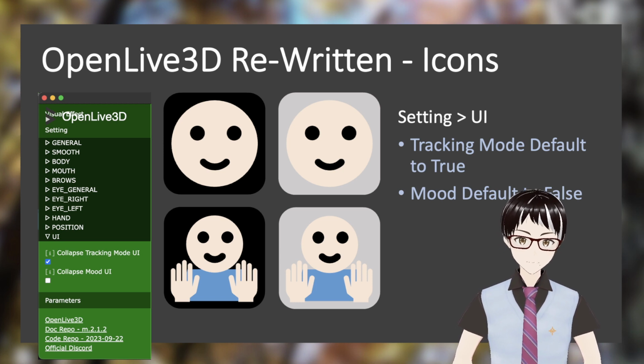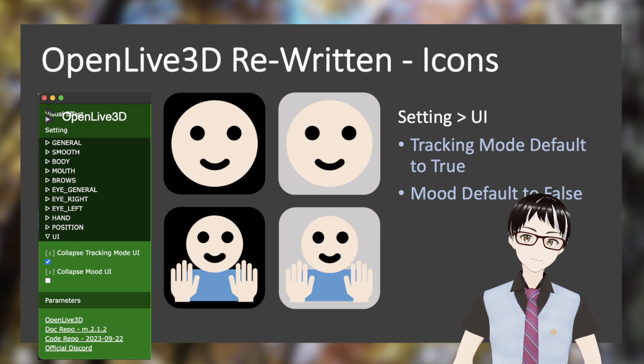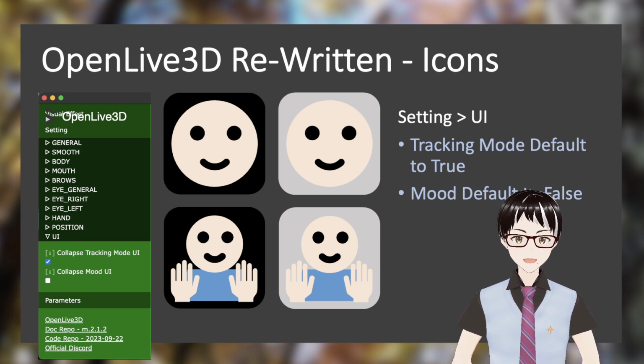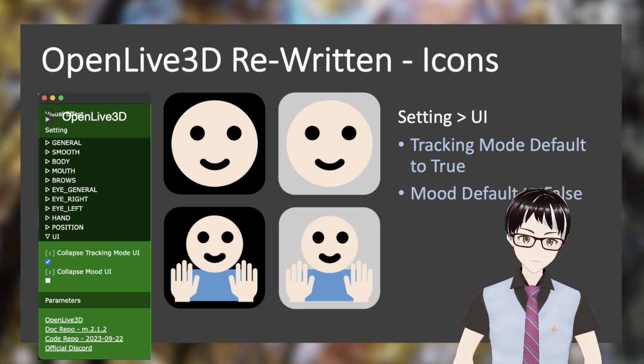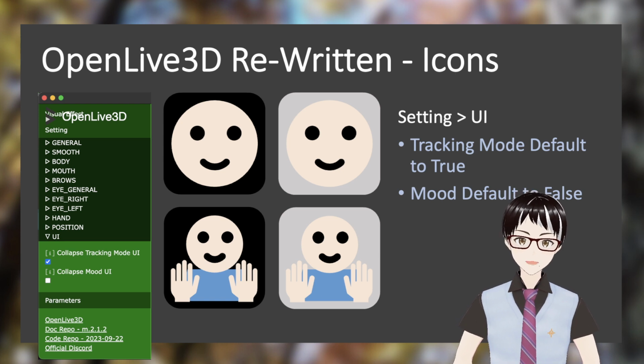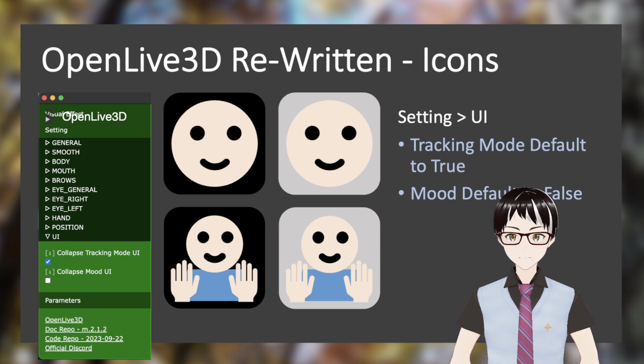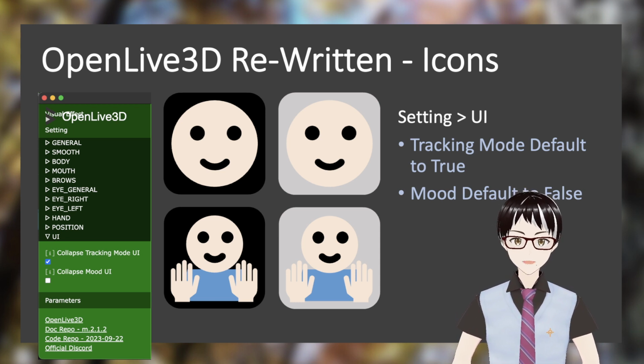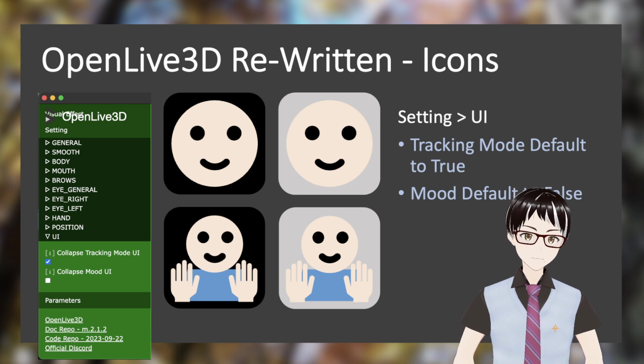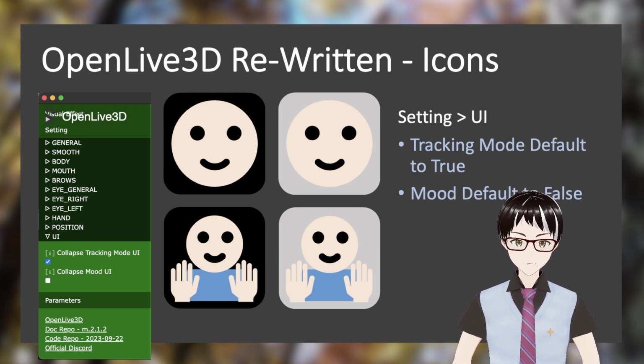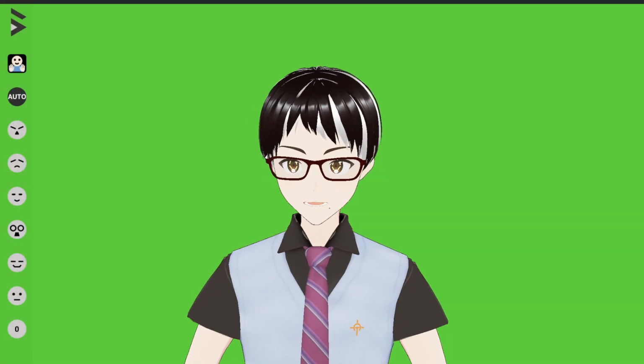There are 2 different backgrounds. One is black, one is gray. The black one is when you have actually selected the tracking mode, and the gray background is for the option that you are not currently using. And we didn't just introduce some new icons. We actually introduced some new UI settings as well. So let me quickly demonstrate how this works.